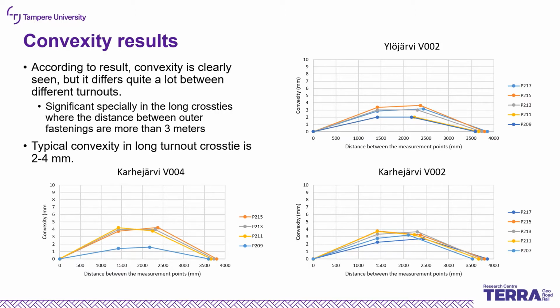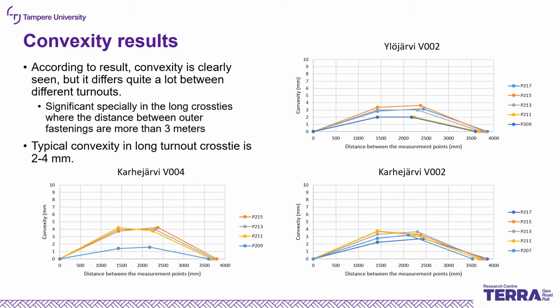But when it's over 3 meters, then there are really big issues with the convexity. The typical convexity in long turnout crossties is 2 to 4 millimeters. And here is a picture of a few turnouts. There are different cities, and there is a turnout number. So there is Karjärvi turnout number 4 and 2, and then there is Ylöjärvi turnout number 2.